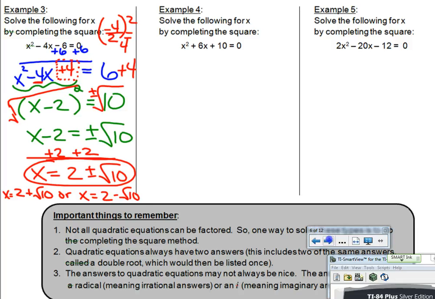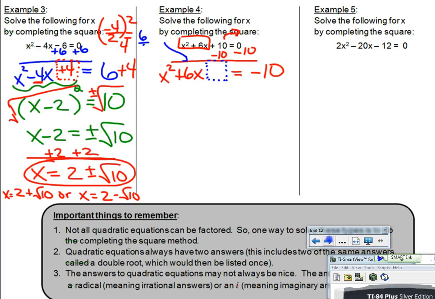All right, example 4. This also cannot be factored. All right, so again, we're going to get the x squared and 6x buddies by themselves by subtracting the 10 over. So x squared plus 6x, leave some space, equals negative 10. Okay, so what do I have to add here? In order to figure it out, I have to take the 6 number, split in half, and square it. And I'm going to get 9. So if I add 9 to that side, I'm going to have a perfect square. Balance it out by doing it to both sides.